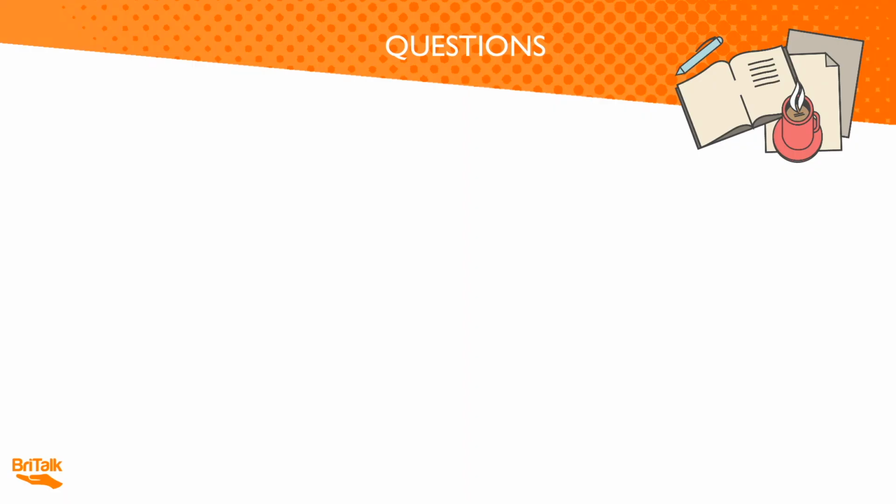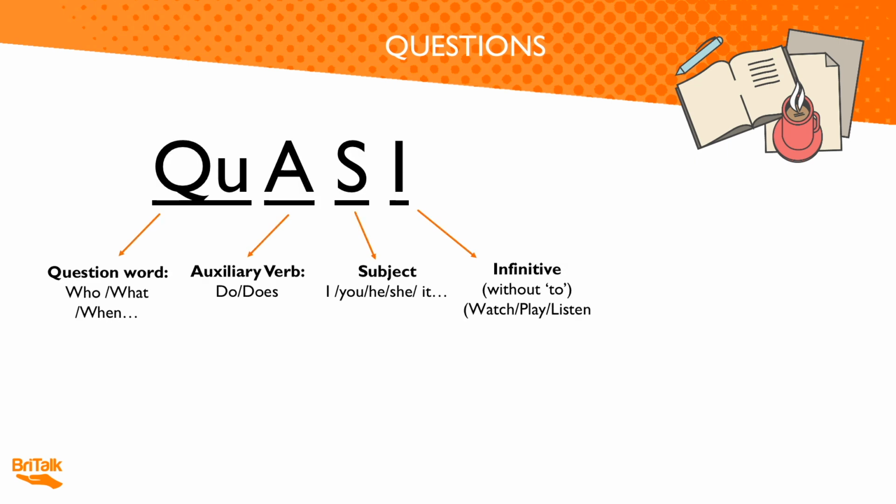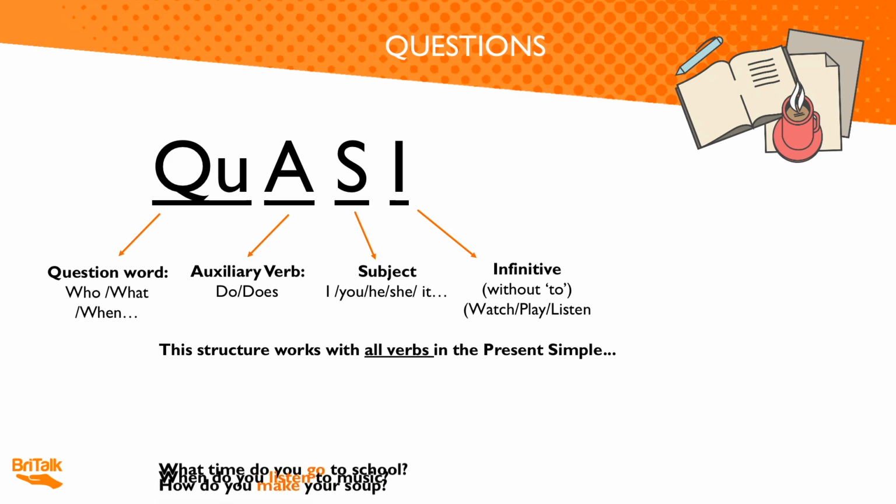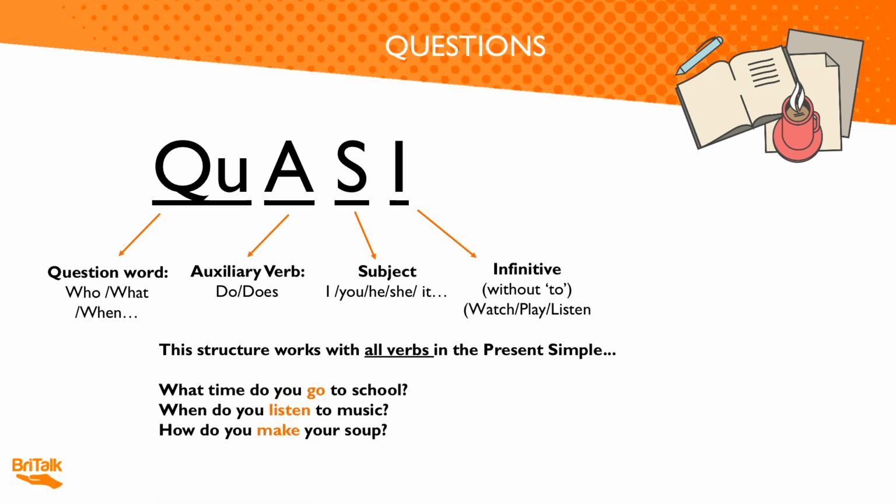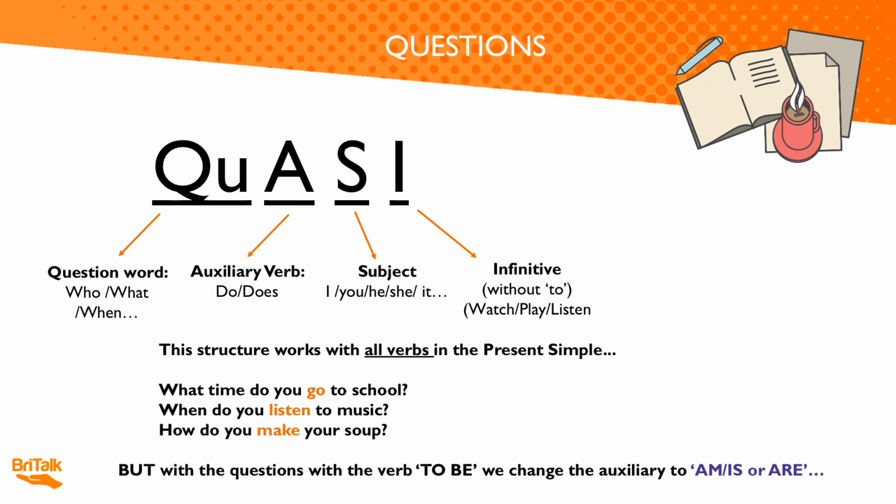So our magic word, quasi, works with all questions and all verbs in the present simple. For example, what time do you go to school? When do you listen to music? How do you make your soup? But with questions with the verb to be, we change the auxiliary to am, is, or are.